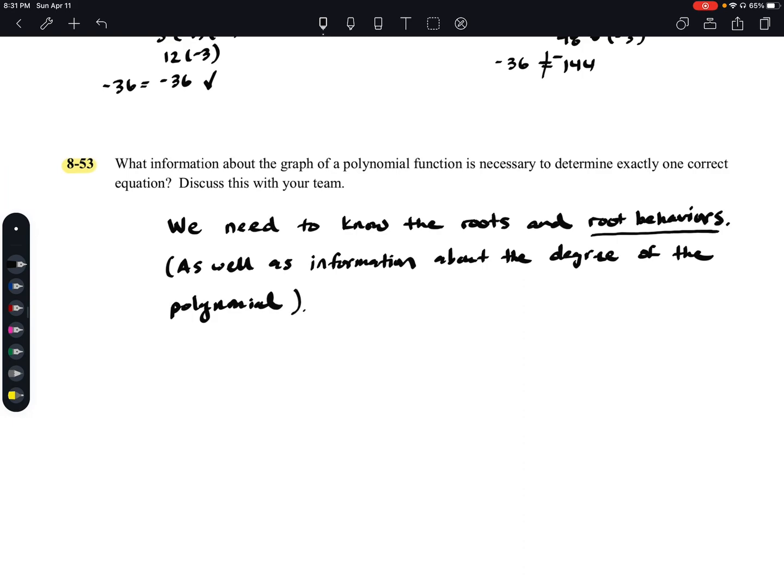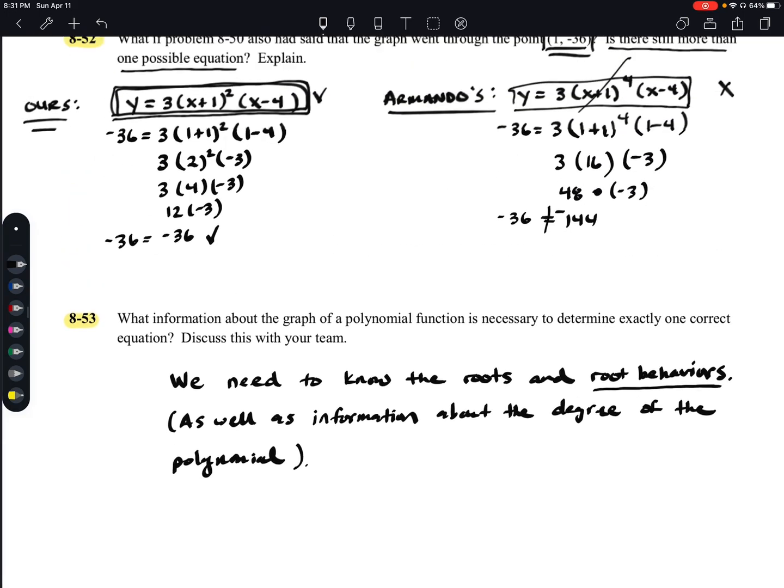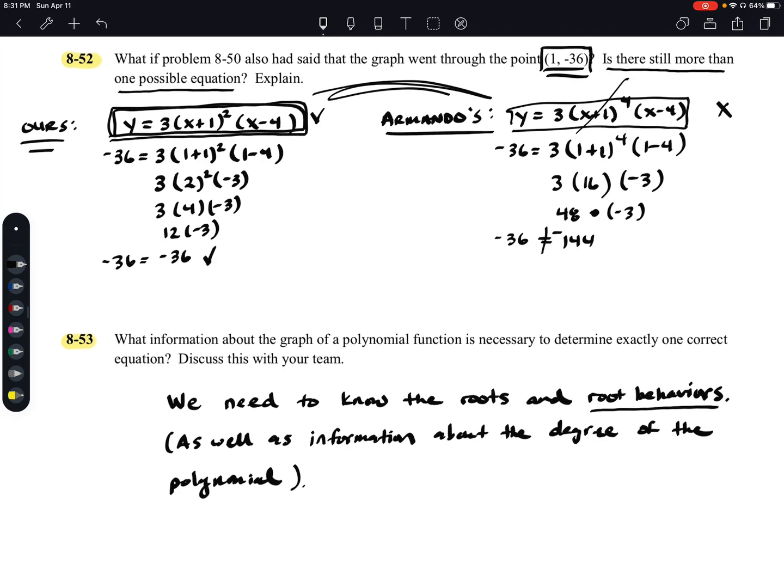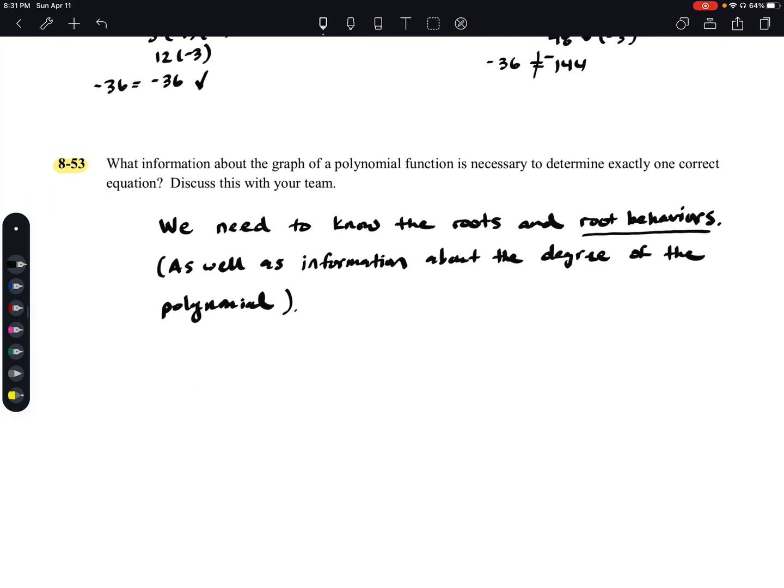Okay, so that's just trying to clarify on 8-51 and 8-52, right? One of the problems there, I think it was the point -2, -18, worked in two of the equations, but we had to use that other point, 1, -36, from problem 8-52 to determine which of those two equations it would work in. So we need to know the roots, root behaviors, information about the degree of the polynomial, and then we need an additional point that is not a root.